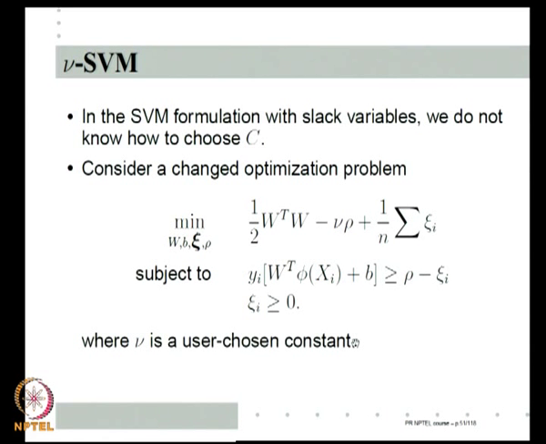So, let us say we want to work with an optimization problem in which the user defined constant like C has some meaning. So, I reformulate the primal objective function like this. I still have w transpose w, I still have summation of xi_i. Instead of C, I put 1 by n here, where n is the number of examples, and I add one extra term, minus nu rho. Nu is the parameter. Instead of C, my new parameter nu is used. Rho is also an optimization variable.